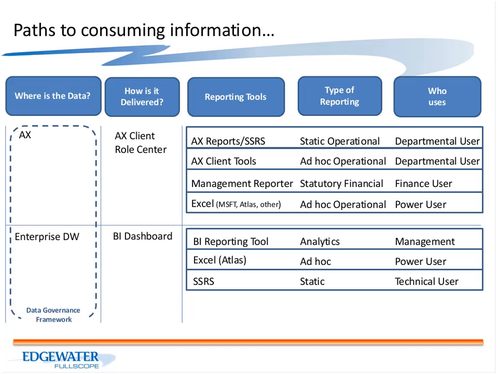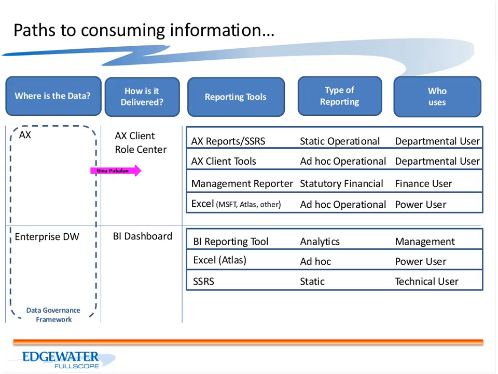If you're inside AX, it talks about how it's delivered. You're delivering it from the AX client. I'm looking at the top one here, or the role center. There are different reporting tools, right? If you've got AX reports sitting right in AX off an AX menu, which are kind of static operational reports.